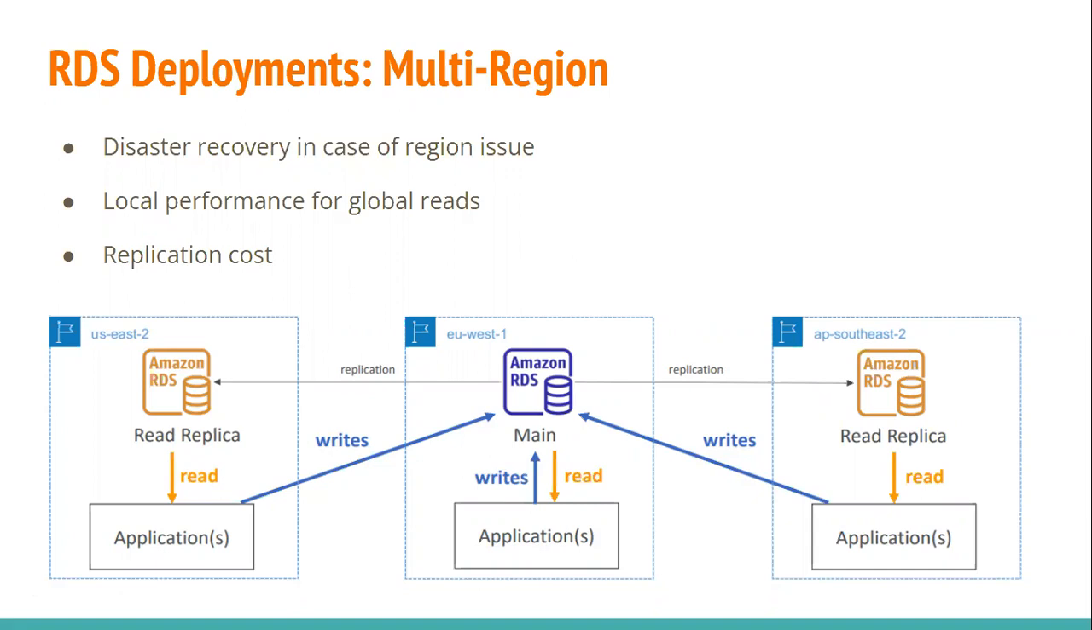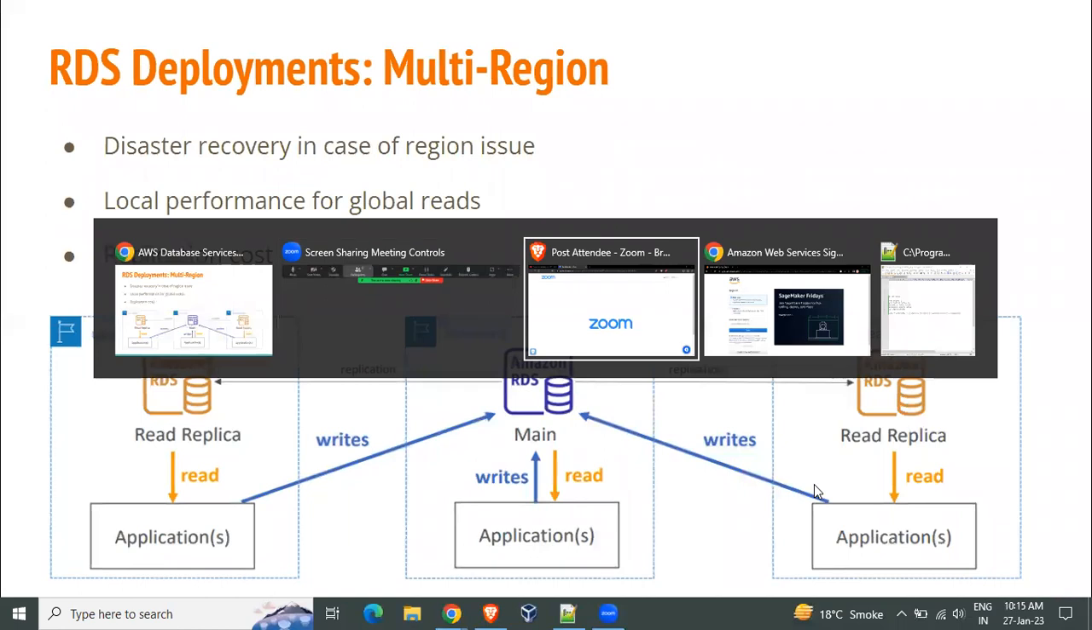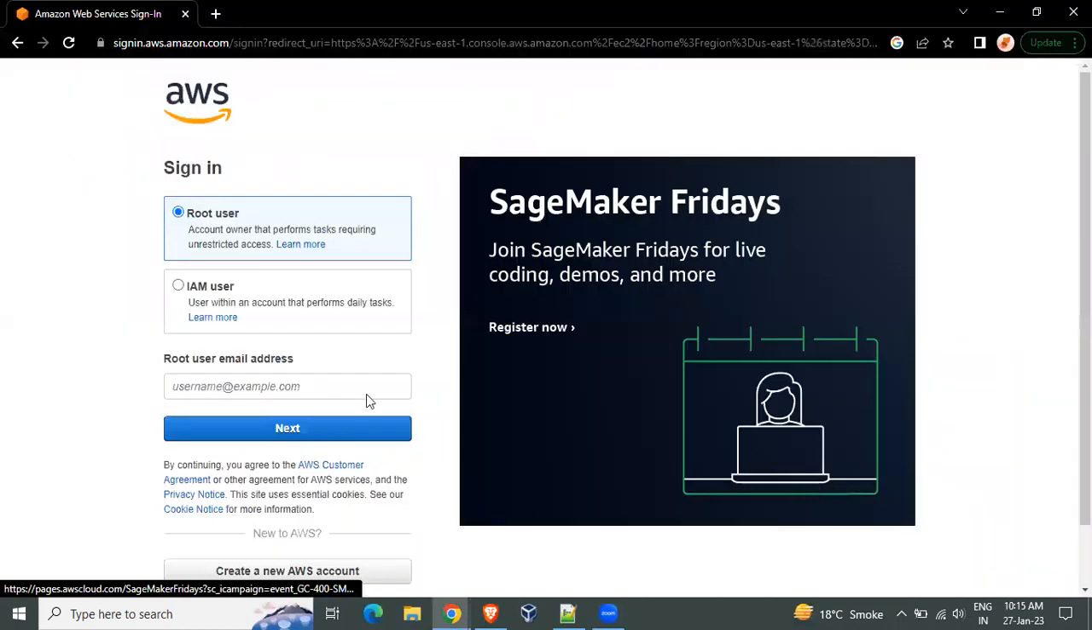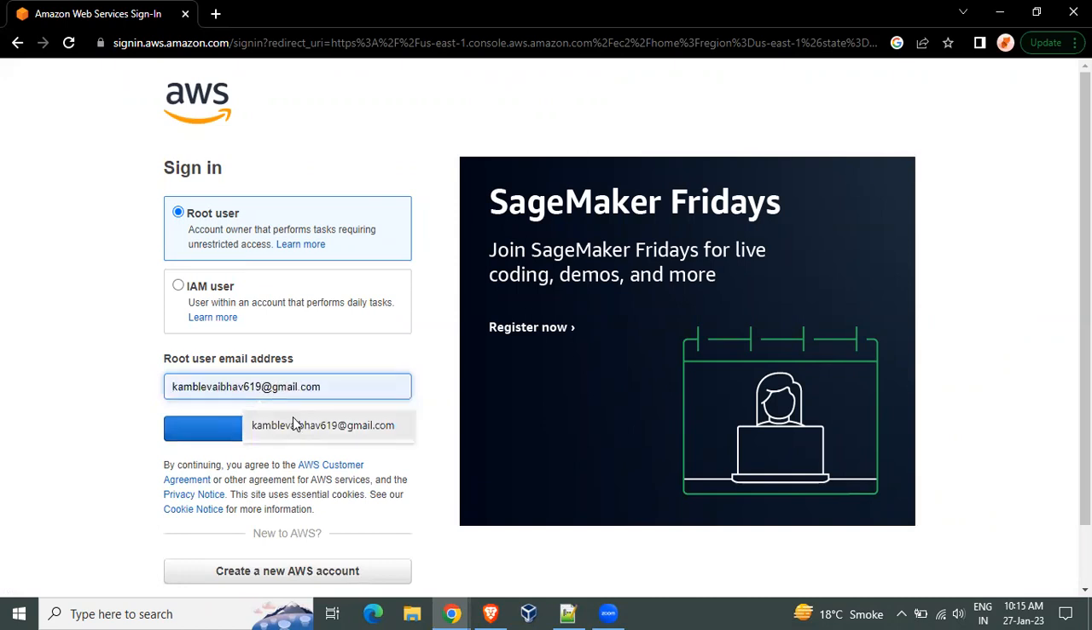So let's understand in the AWS console how to create RDS. Okay, so let me log in to my AWS account.